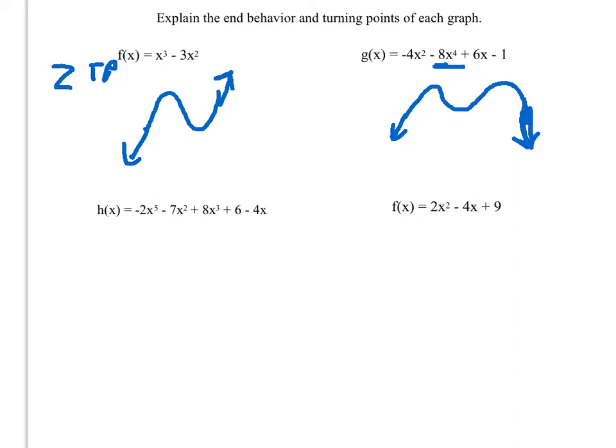This next one, biggest exponent is 5th power. So our graph is going to be going in opposite directions, but since the leading coefficient is negative, we know that the left end will be up, the right end will be down. Biggest exponent is 5, so we know we're going to have 4 turning points. So it'll look something like that.